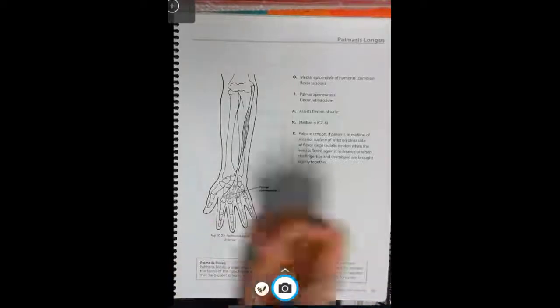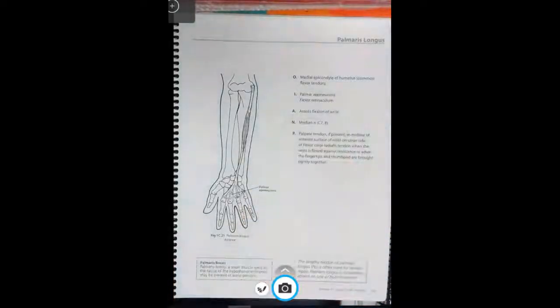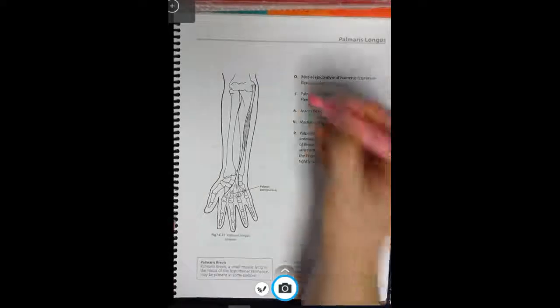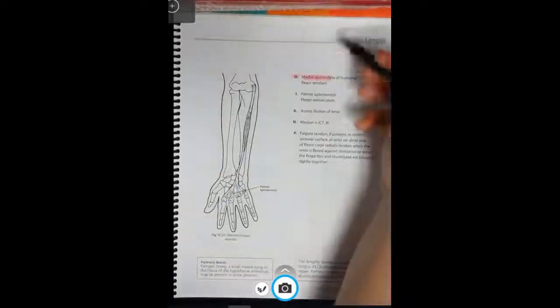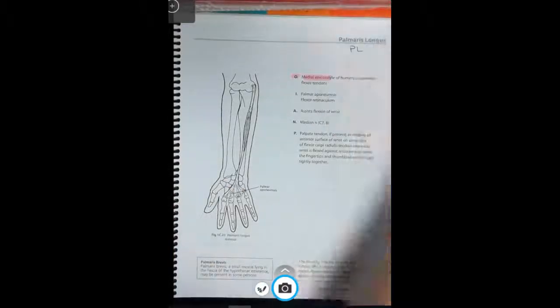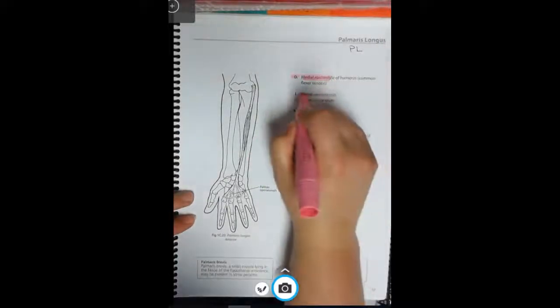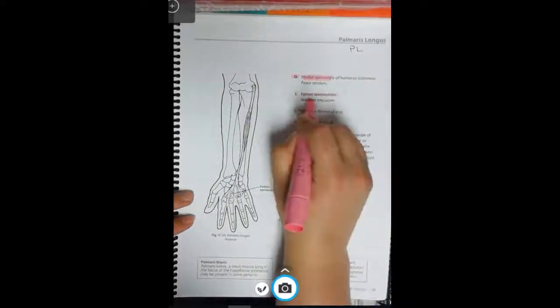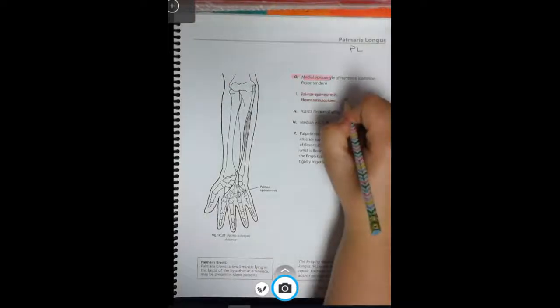Palmaris longus. If you squeeze your hand like this, you can see mine pop out right there. That's your palmaris longus. Not everyone has that. So if you can't find yours, it is okay. And I will abbreviate that PL. Medial epicondyle, you have the palmar aponeurosis and the flexor retinaculum. So this is not inserting onto a bone, this is just inserting onto connective tissue. So these are connective tissues.